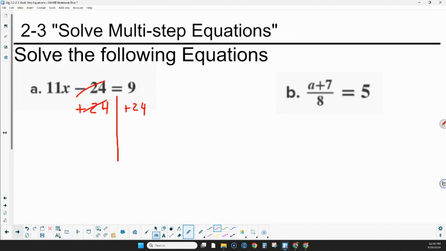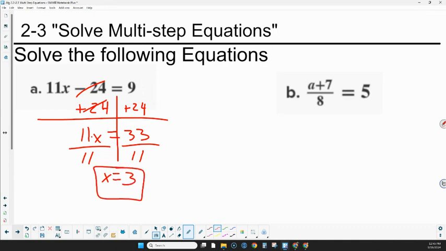So those cancel. We get 11x equals 9 plus 24, that would be 33. Then opposite of multiplying by 11, divide by 11, x equals 3. Okay. Then over here on the right, we have 2 things here.